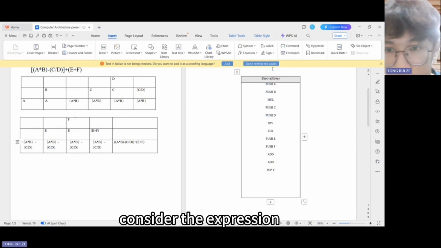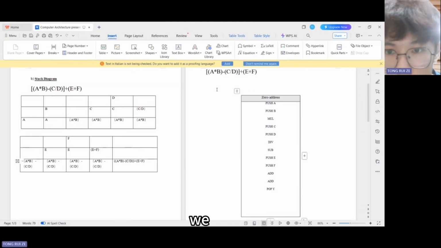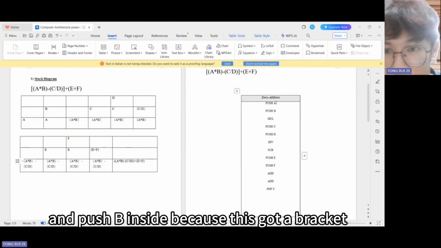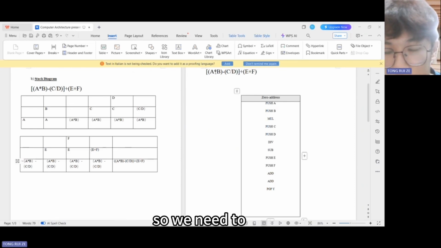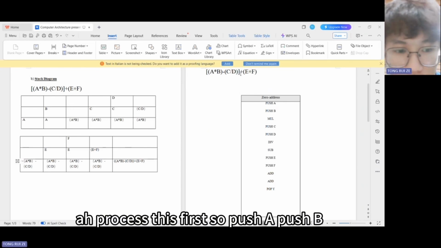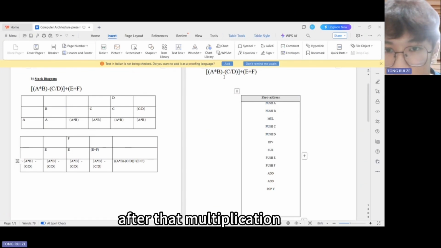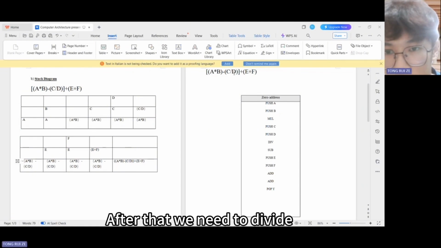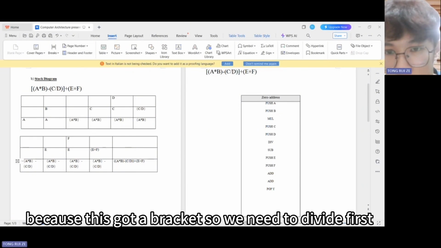And after that, we need to use this postfix expression way to consider the expression. Firstly, we push A inside and push B inside because this got a bracket, so we need to process this first. So push A, push B, and after that multiplication. After that, we need to push C and push D. After that, we need to divide because this got a bracket, so we need to divide first.